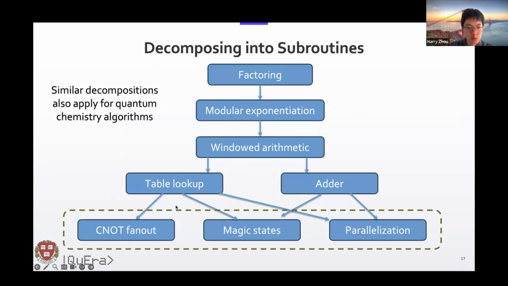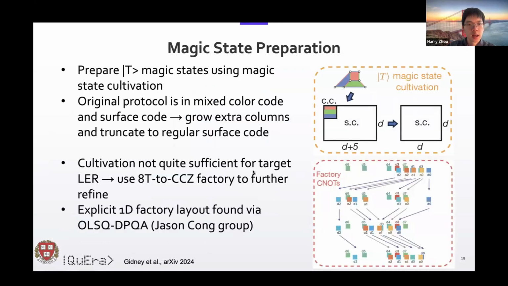So we build up each of these subroutines at the bottom layer and then gradually go up to build up the entire stack, where each of these individual subroutines is informed by the transversal architecture that I described earlier. I'll first start with the bottom layer. I'll focus primarily on the magic state part in the interest of time, since the webinar is relatively short.